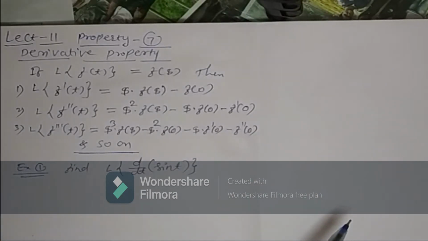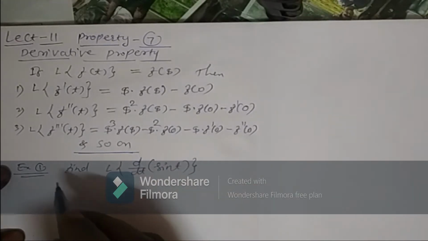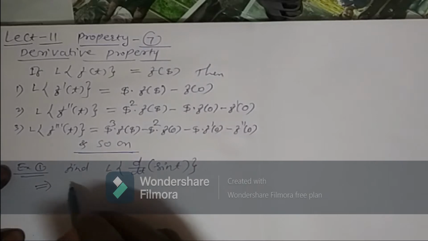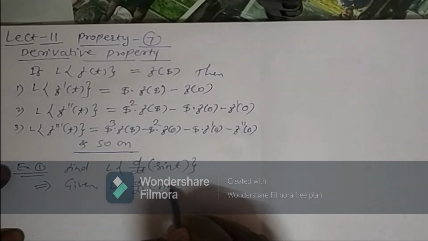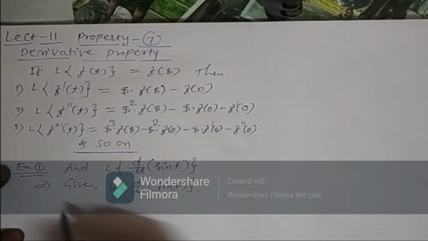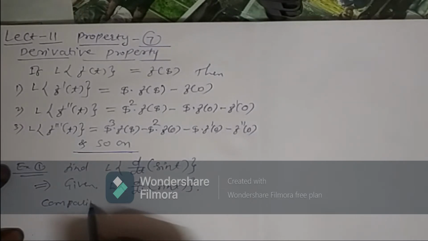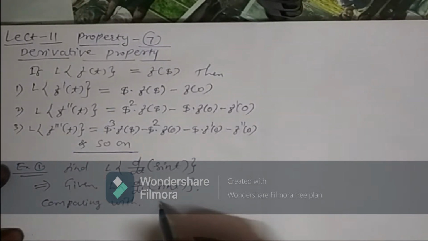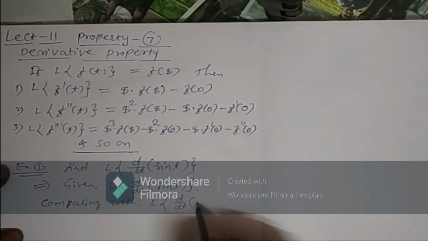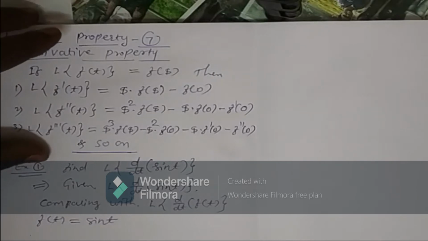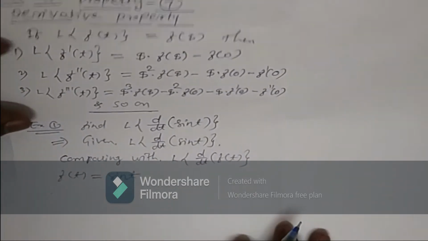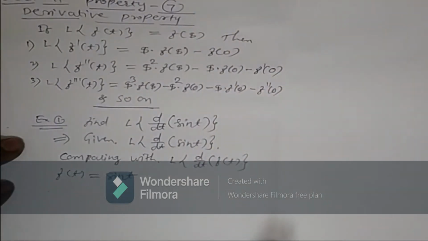Now to understand this property clearly, let us solve one example. Here, given: Laplace transform of d/dt of sin t. Comparing with Laplace transform of d/dt of f(t), we get f(t) is equal to sin t. So first of all, we have to find the derivative of sin t. So how to find it?